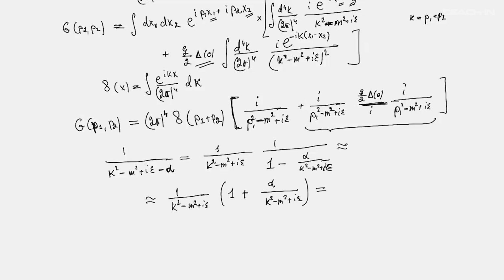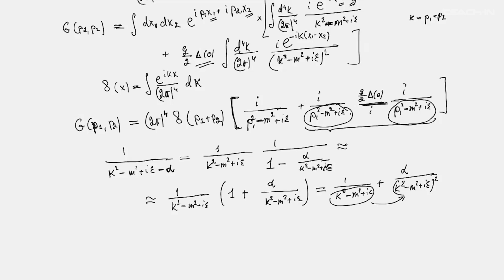And so what I will be getting is 1 over k squared minus m squared plus i epsilon, plus alpha divided by k squared minus m squared plus i epsilon squared. And this is exactly what I need. I see that the original denominator in the term is proportional to alpha squared. That's exactly what you see here. This term squares, so you see it from this expression here.